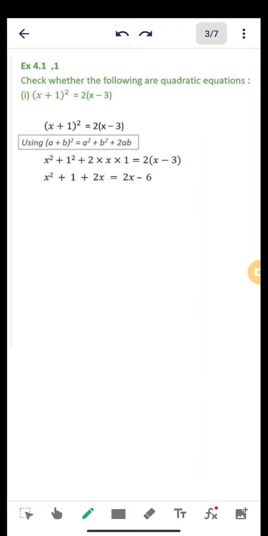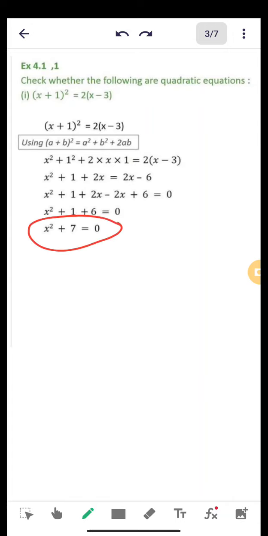We get x square plus 1 plus 2x, 2 into a into b become 2x, and multiplying this, open the bracket, 2x minus 6. Now transposing all the terms to the left, I get minus 2x plus 6. Then simplifying it further, we get the equation x square plus 1 plus 6, because this 2x minus 2x gets cancelled. 1 plus 6 gives you 7. So x square plus 7.